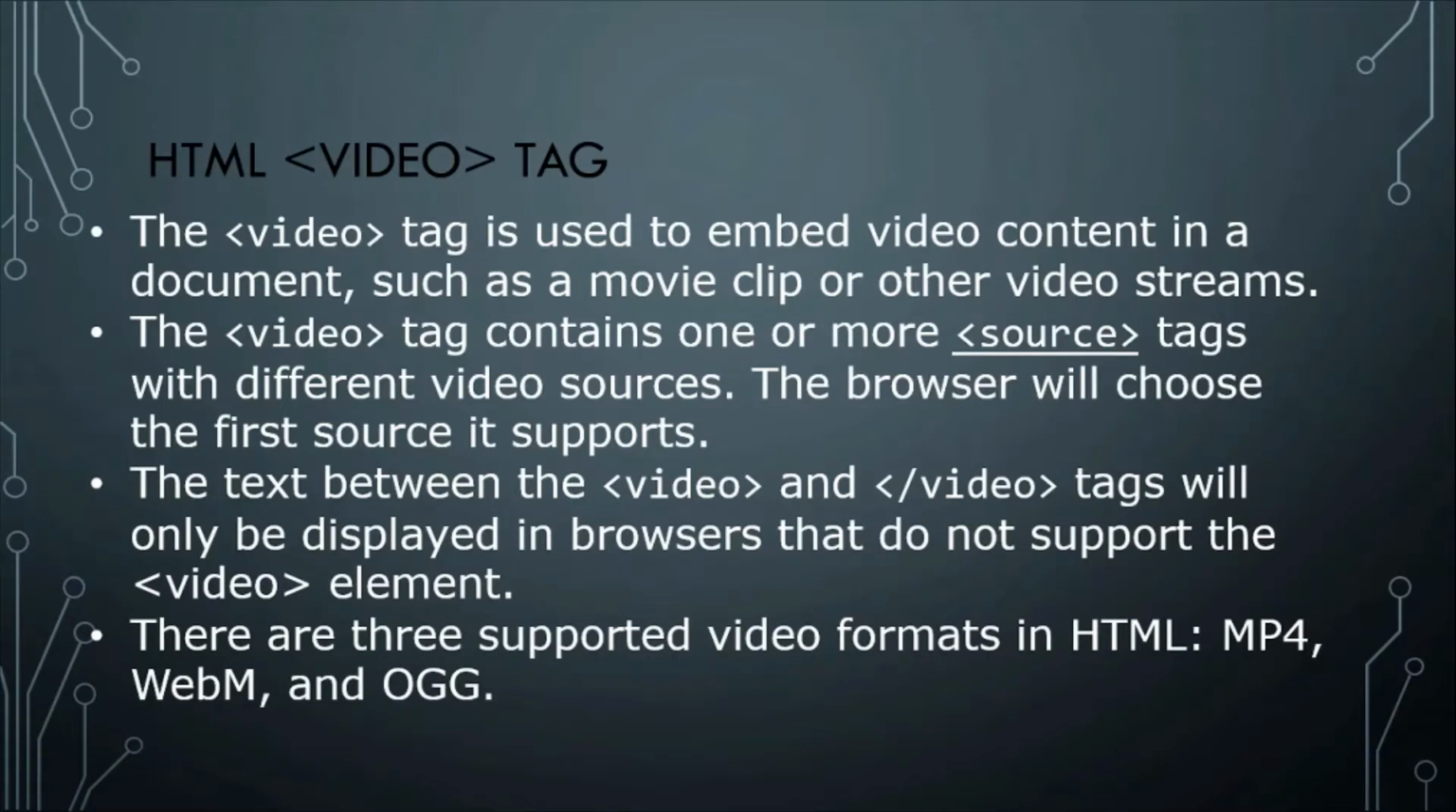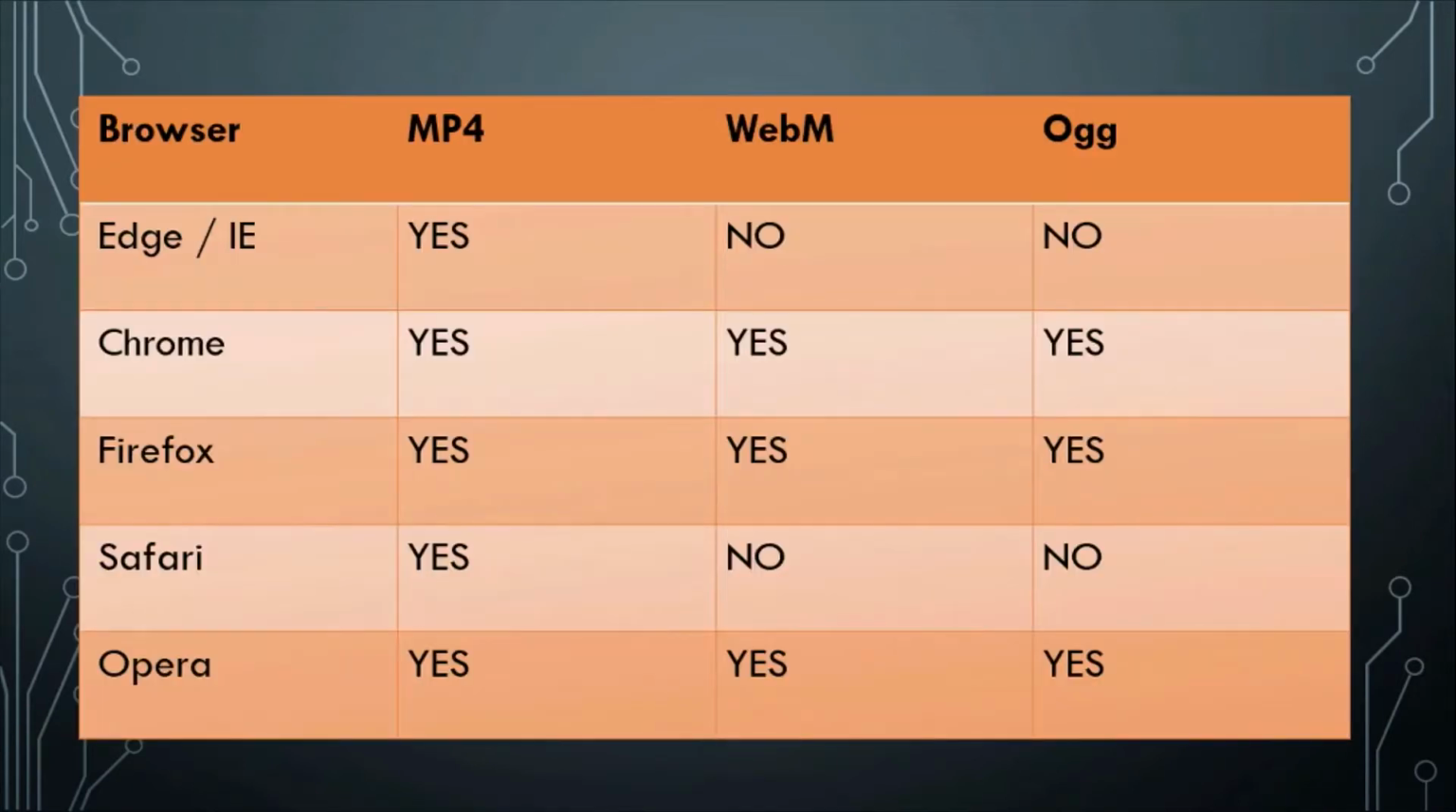The text between the video and /video tag will only be displayed in browsers that do not support the video element. As I told you, there are 3 formats which are supported in the HTML video tag: MP4, WebM and OGV. I have written OGG by mistake, so it should be OGV. Let me tell you the difference between them. OGG is an audio format and OGV is a video format. Okay, so let's go on to the next slide.